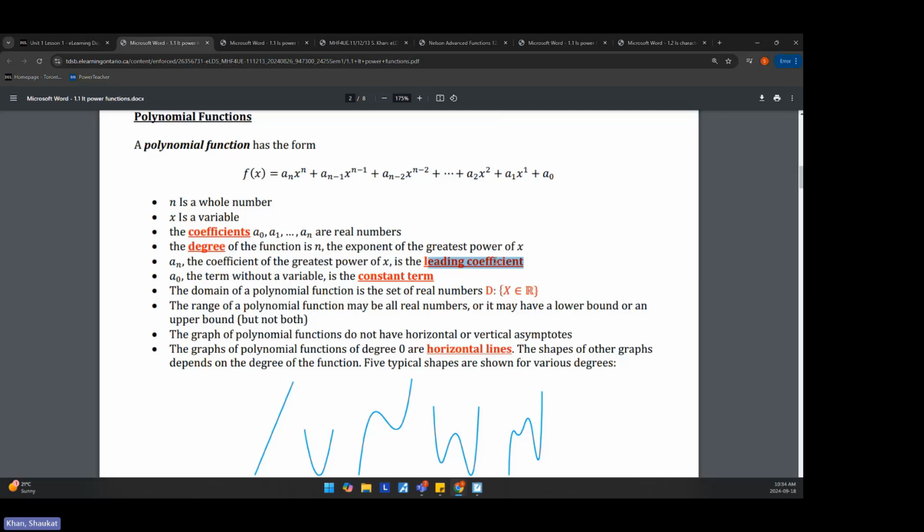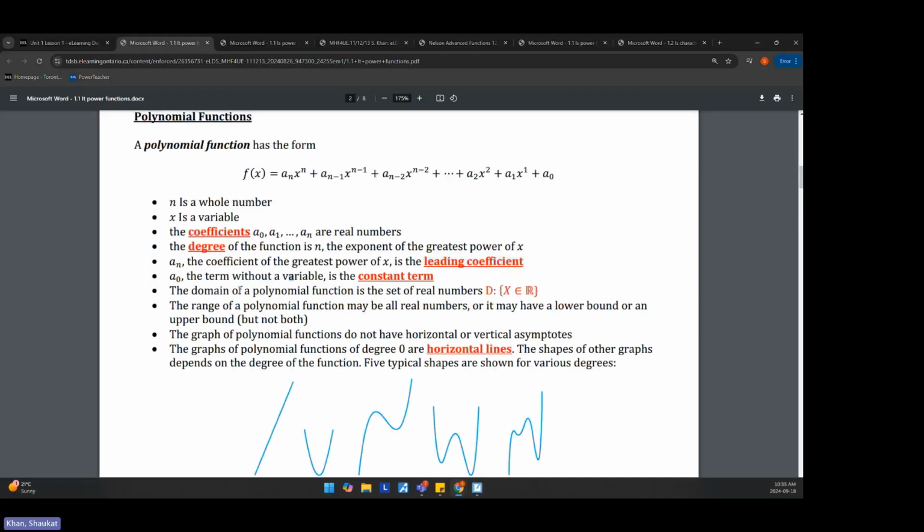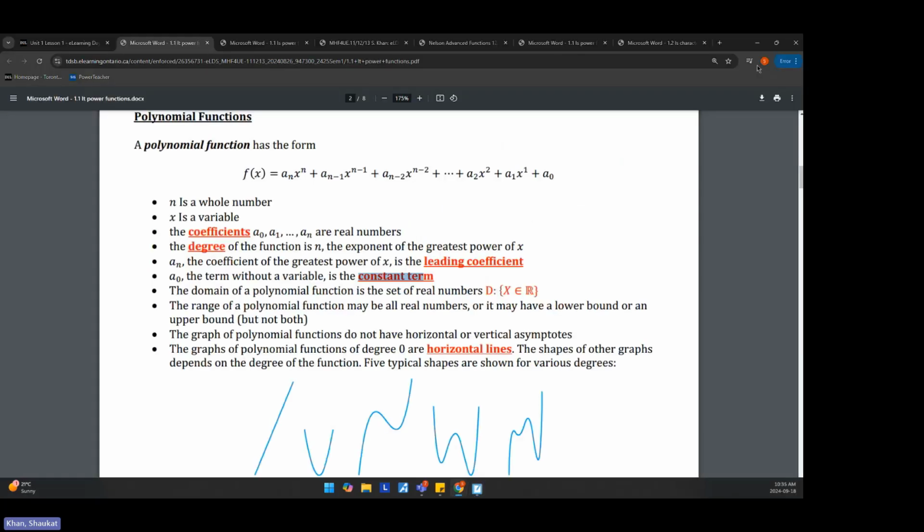So this is important. These are some terms that you should know. The leading coefficient is the coefficient that is attached to the highest degree. So in this case, my leading coefficient is 1 for the bottom polynomial, and for the numerator, my leading coefficient is 3. And then a naught is just the constant term, the last term. So in this case, my constant term is 21, and in this case, it's 7. Very easy stuff.